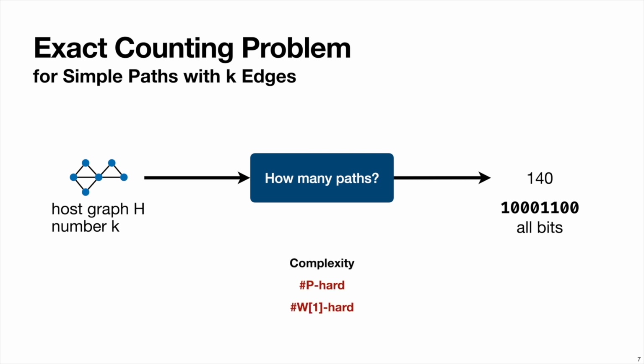So what's the complexity of this problem? Well, this is, of course, being a generalization of the Hamiltonian path problem, #P-hard, which means it cannot be computed in polynomial time unless the polynomial time hierarchy collapses. The problem is also, when we parameterize it by k, #W[1]-hard, which means there cannot be a fixed parameter tractable algorithm for it unless FPT is equal to W[1].